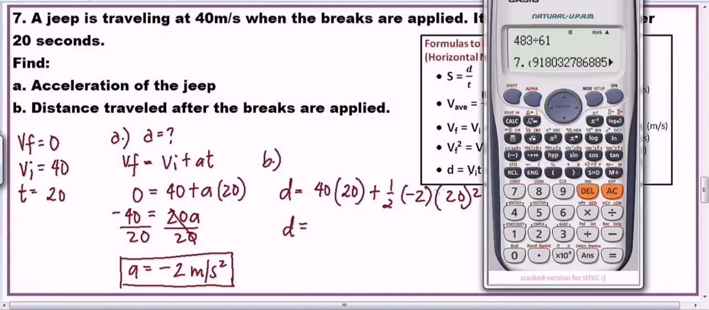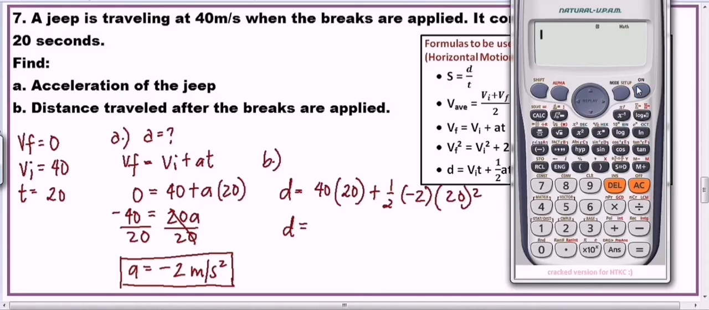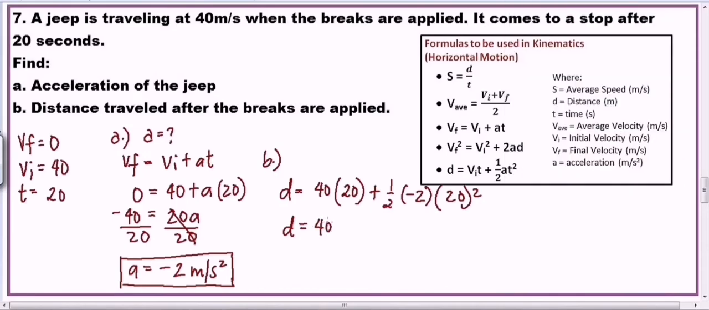So, distance is equal to, so 40, okay, times 20 plus, so yung 1/2 gawin kong 0.5 times negative 2 times 20 squared. PEMDAS naman yan, guys. So, the answer is 400. 400 meters. Meters ba? Yes, meters. Okay? So, the answer in letter B is, distance is 400 meters. Okay? Let's have number 8.